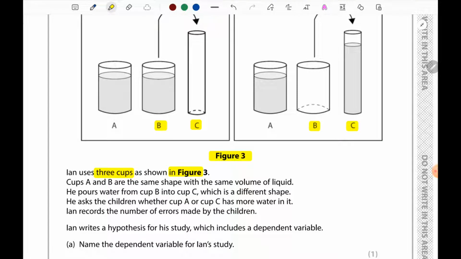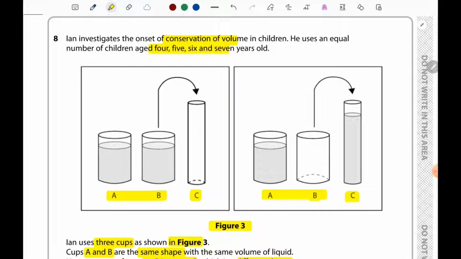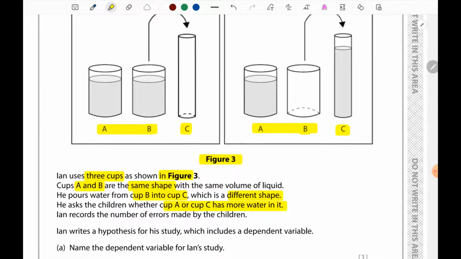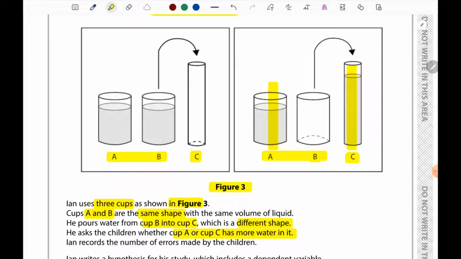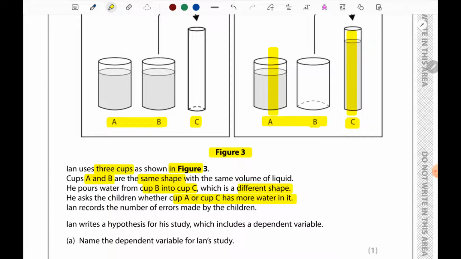Okay, let's read further. Cups A and B are the same shape with the same volume of liquid. We can see A and B in either diagram. It's very apparent that the shape is the same. Both are short and stout. He pours water from cup B into cup C, which is a different shape. C, we can see in both diagrams, is tall and slender compared to cups A and B. He asks the children whether cup A or cup C has more water in it. So what the children of these four different age groups have to answer is, which of the cups has more water, A or C? Ian records the number of errors made by the children.